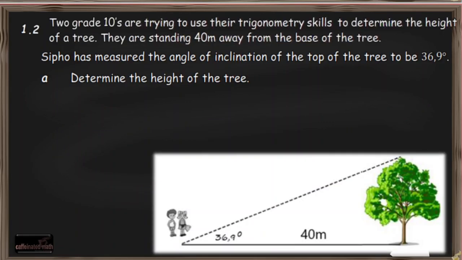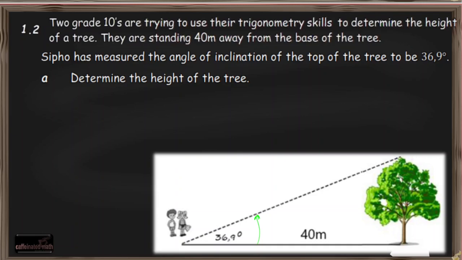Now, 2 grade 10s are trying to use their trigonometric skills to determine the height of a tree. Ooh. Don't they have Xbox or YouTube to watch? Why would they want to determine the height of a tree? Well, they are standing 40 meters away from the base of the tree. Sipho has measured the angle of inclination of the top of the tree to be 36.9 degrees. So this is the incline he sees from where they stand.